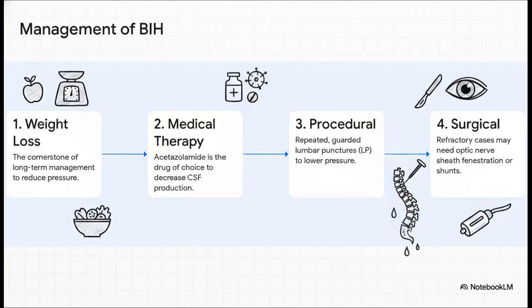Managing this is a step-by-step process. The absolute cornerstone is weight loss. At the same time, we use medication, usually acetazolamide, to help lower the production of cerebral spinal fluid. If that's not enough, we can move to procedures like repeated lumbar punctures to relieve pressure. And then, if things are really serious and vision is at risk, we have to consider surgery, things like optic nerve sheath fenestration or even shunting.